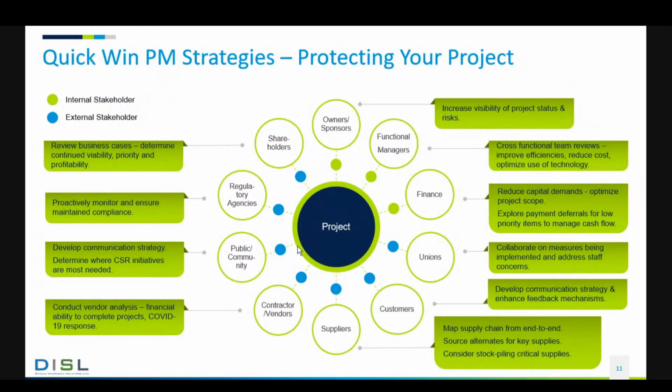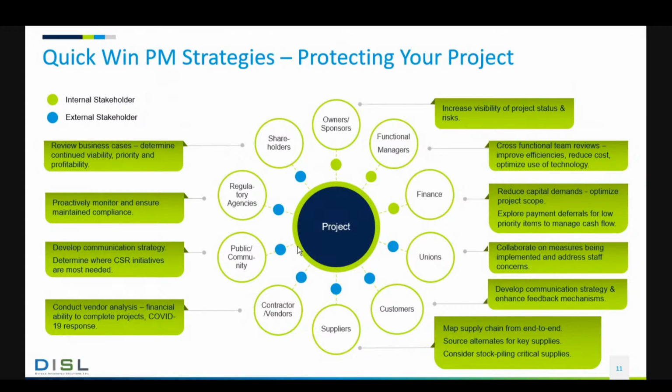Within your regulatory agencies, you want to make sure you continue to proactively monitor new regulations that are being introduced. You want to make sure that you are compliant, and that your staff and your in-house and external vendors, suppliers, etc., are also compliant with those regulations.